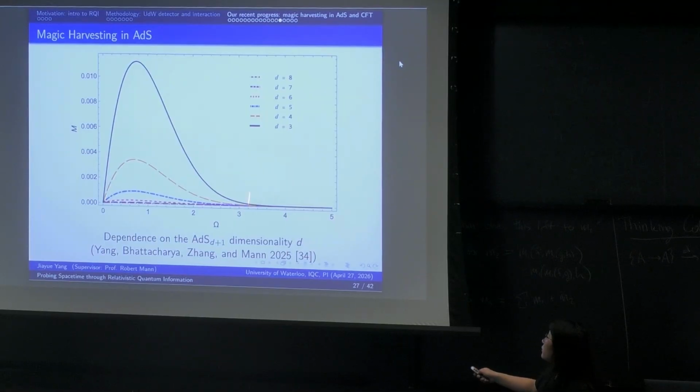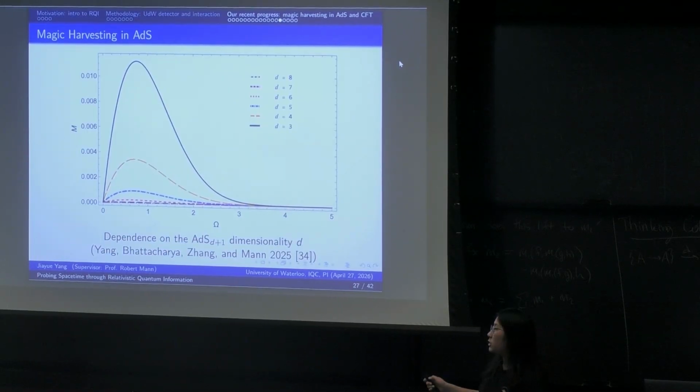So first, it also exhibits a similar structure, first increase and then decrease. But you will find that if you change your dimension, like if you increase your dimension, the magic harvesting will be suppressed. So this means that magic harvesting is really preferred for lower dimensions.